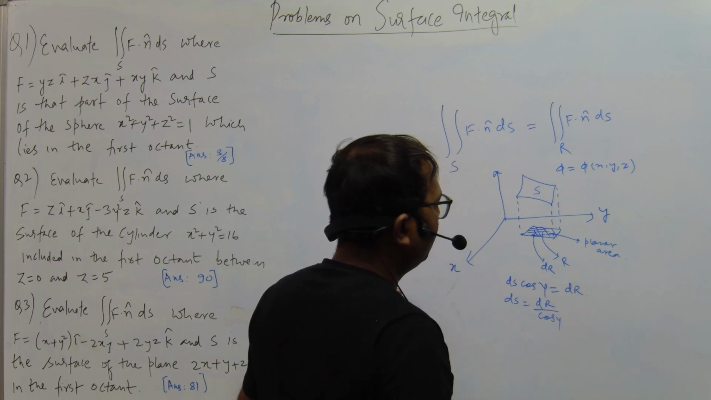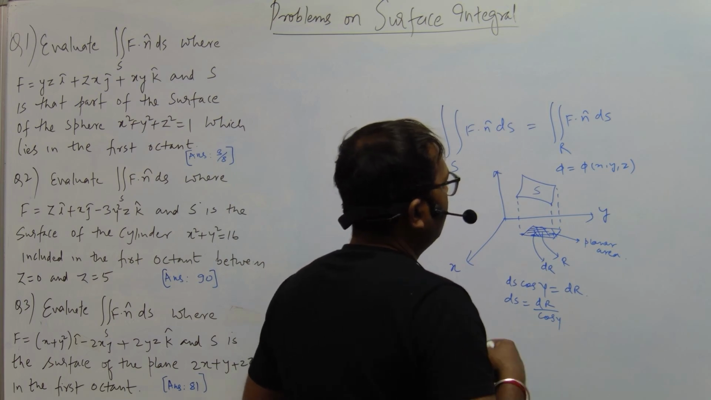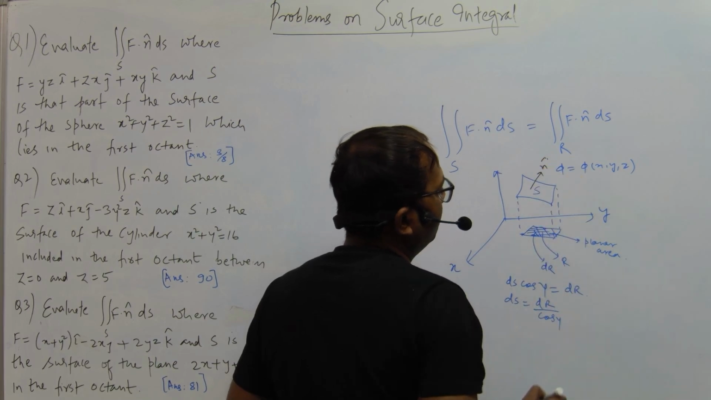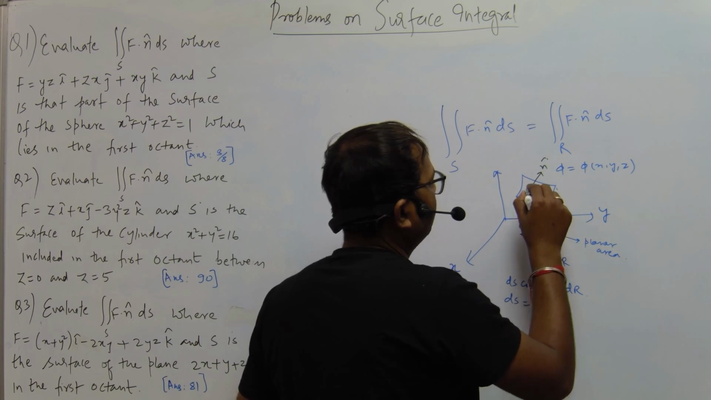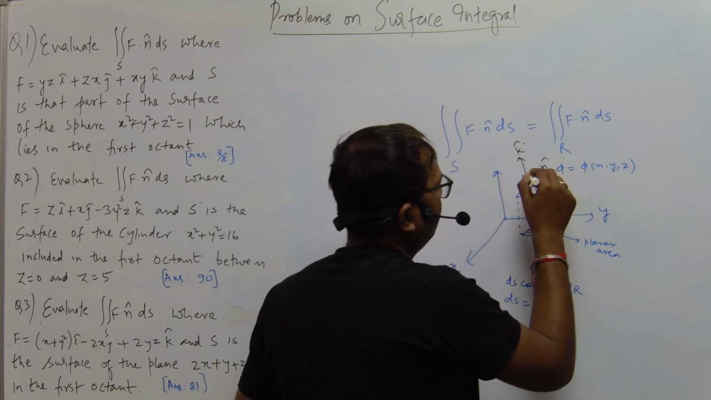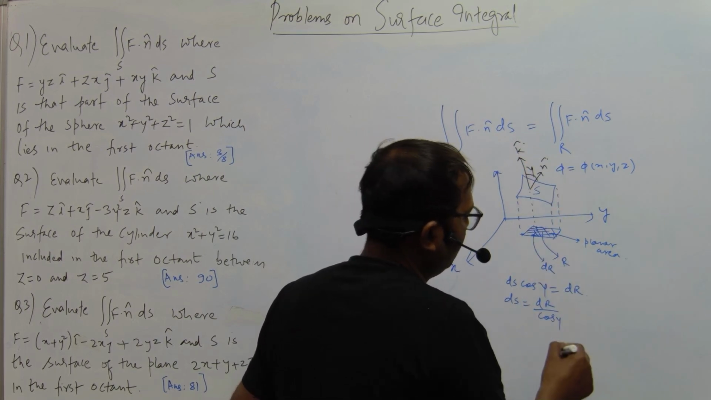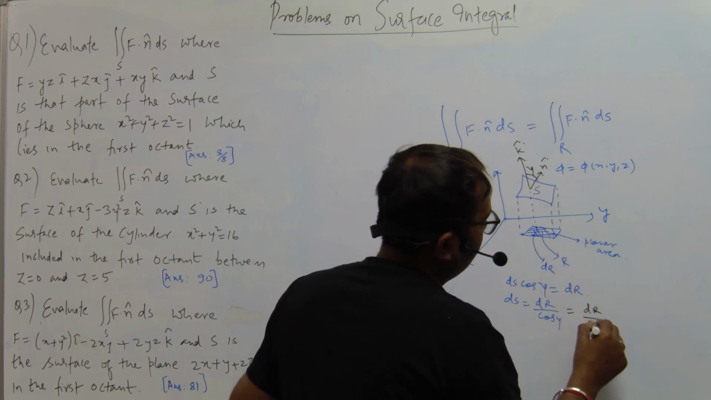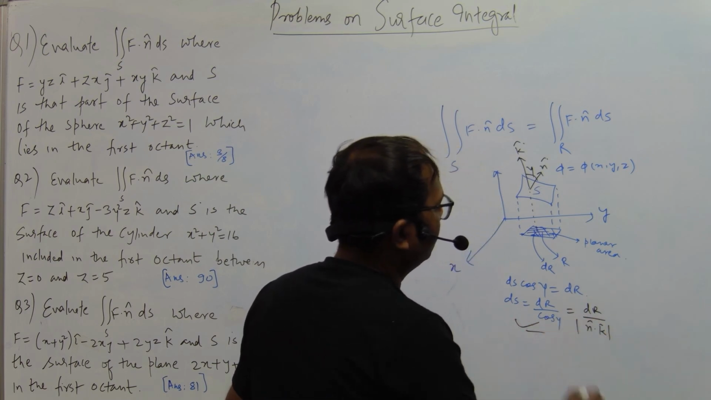How can we find the value of cos gamma? We have the unit vector along the outward normal, n cap, and the unit vector perpendicular to this xy plane, which is k cap. The angle between n cap and k cap will be gamma. So dS is equal to dR upon the modulus of n cap dot k cap. This is the value of dS.